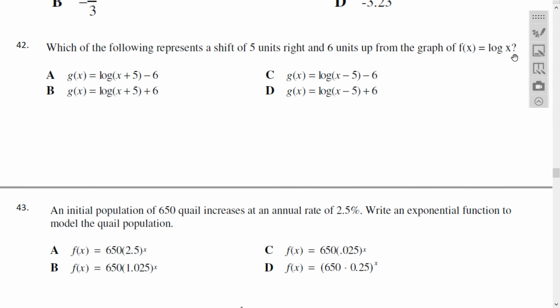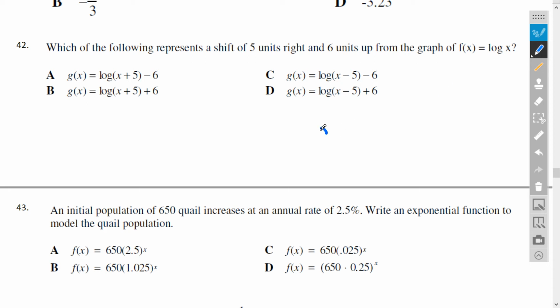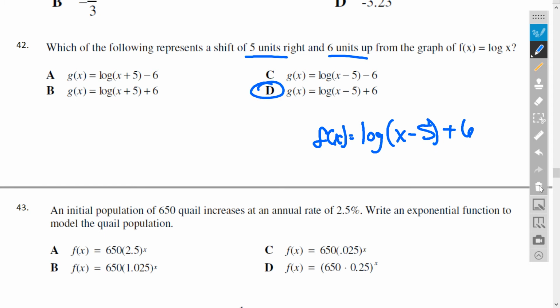42, which of the following represents a shift of 5 units right, 6 units up of log x being the parent function. Okay, so remember when you're doing transformations, shifts left and right should go on the inside with the x, and shifts up or down should go on the outside. So I know it's 6 units up, so it's going to be plus 6 on the outside. It's 5 units right, so that's going to be minus, because it's opposite for left and right, so it's minus 5. So that should be log of x minus 5 plus 6. That's letter D.